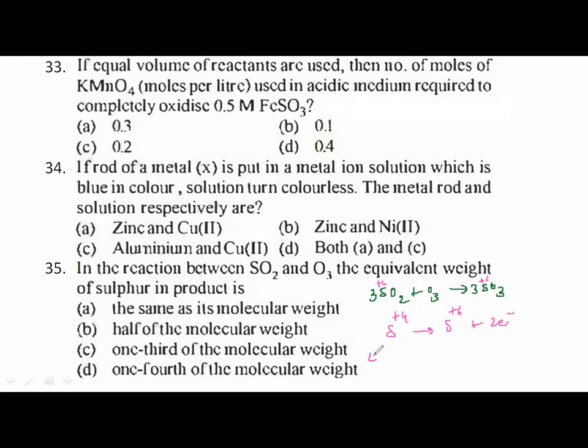So calculate the equivalent weight. Equivalent weight will be equal to the molecular weight of sulfur divided by the number of electrons lost or gained, which is 2. So molecular weight by 2. So how much is it? It is half the molecular weight. Is that clear? Yes. Okay.